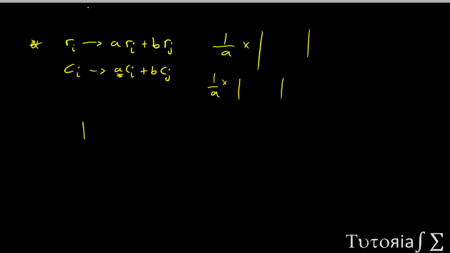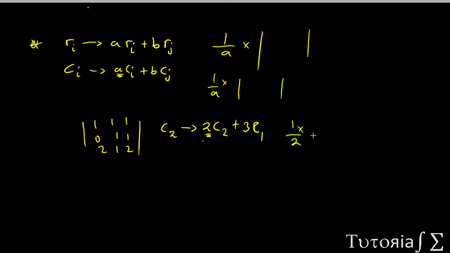So suppose we have the matrix 1, 1, 1, 0, 1, 1, 2, 1, 2. And maybe we want to apply a column operation, let's say column 2 changes to 2 column 2 plus 3 column 1. So we have introduced a 2 on the column that we are transforming, so we should multiply by 1 over 2 to the matrix that will be transformed here. So column 1 remains the same: 1, 0, 2.